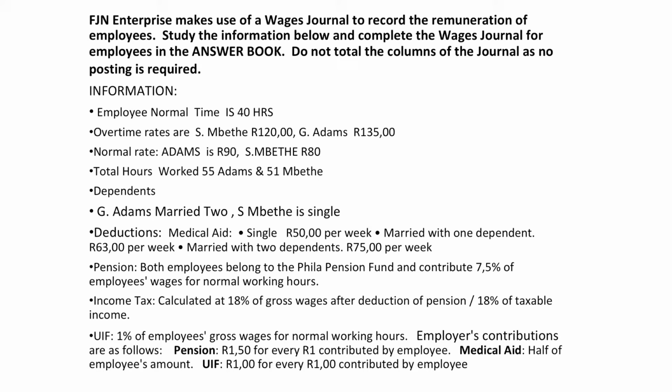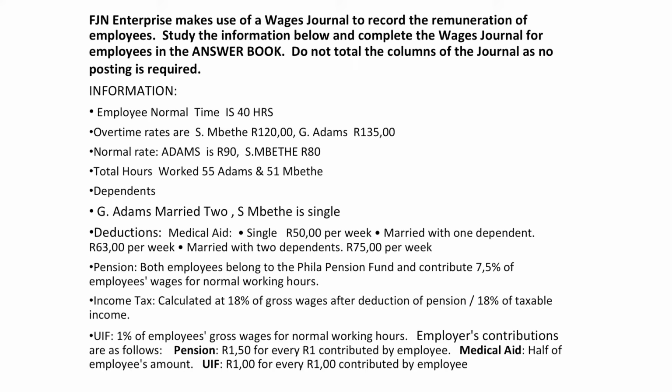Then the normal rate for Adams is 90 rand, and for Mbete it is 80 rand. These employees have worked 55 hours for Adams, and 51 hours for Mbete. That means they do have hours for overtime. They will also earn the overtime amount. Okay, deductions.